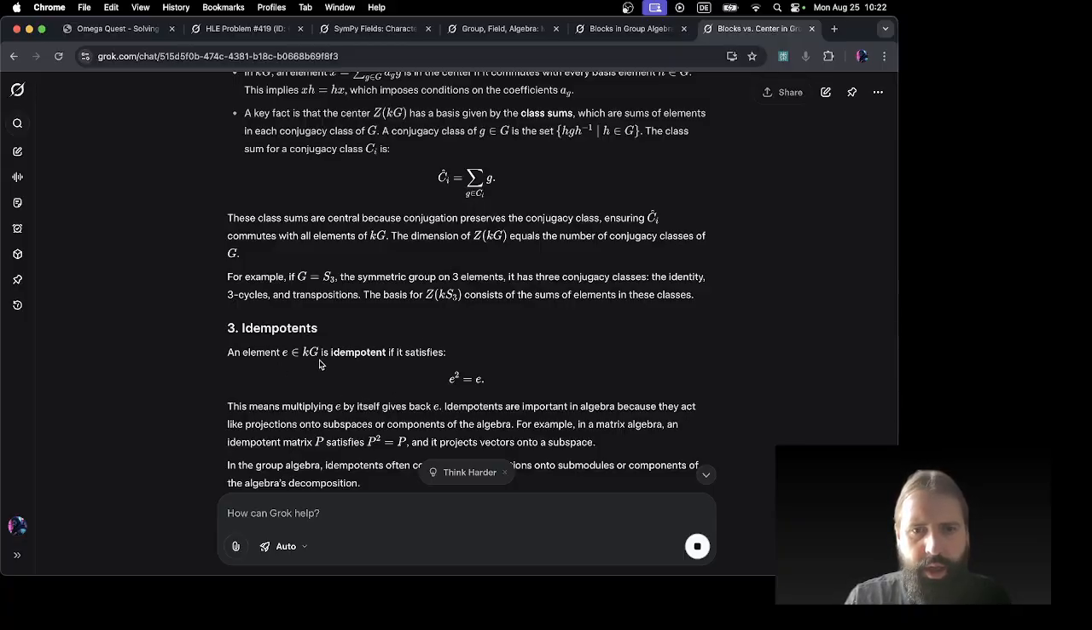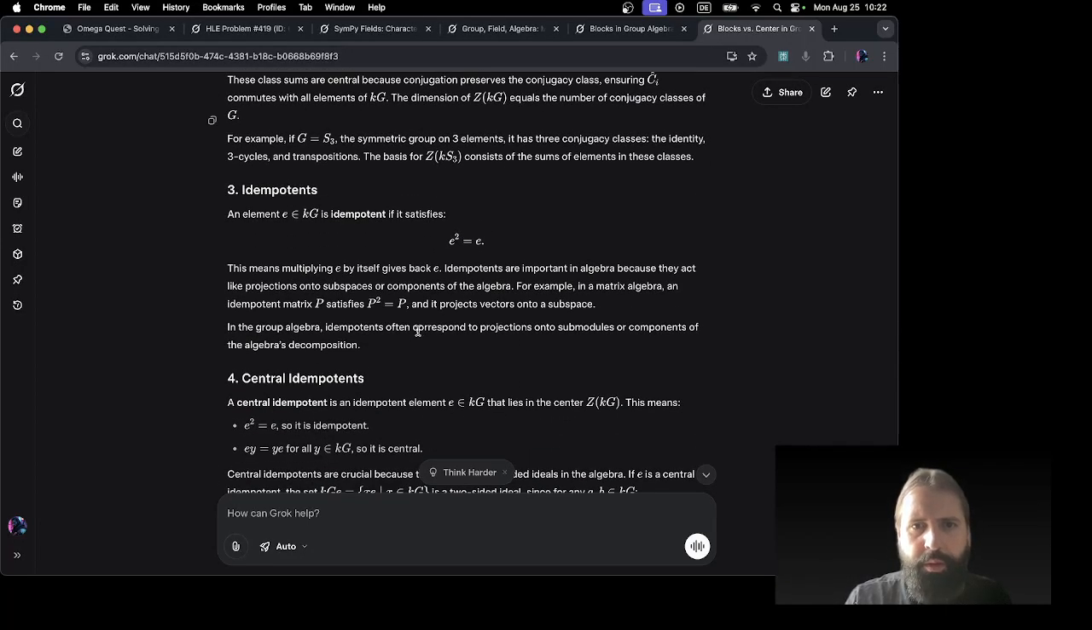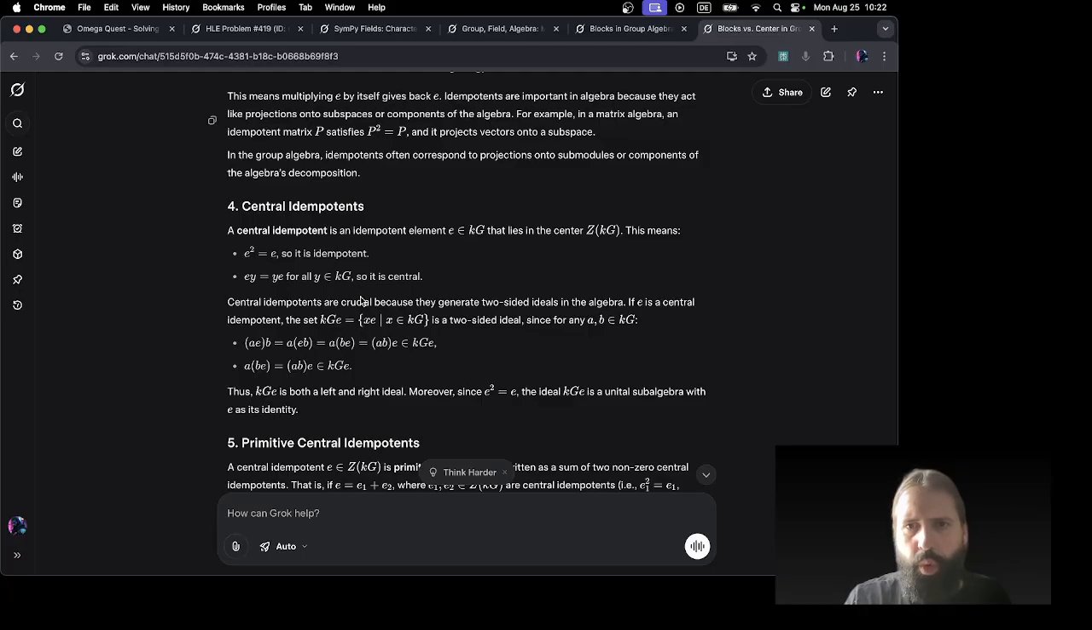An element e in KG is idempotent if it satisfies e squared equals e. So multiplying it by itself gives back e. Projections into subspaces or components of the algebra. For example, in a matrix algebra, an idempotent matrix P satisfies P squared equals P. And a central idempotent is an idempotent element e in KG that lies in the center. Central idempotents are crucial because they generate two-sided ideals in an algebra. If e is a central idempotent, the set KG e is a two-sided ideal.